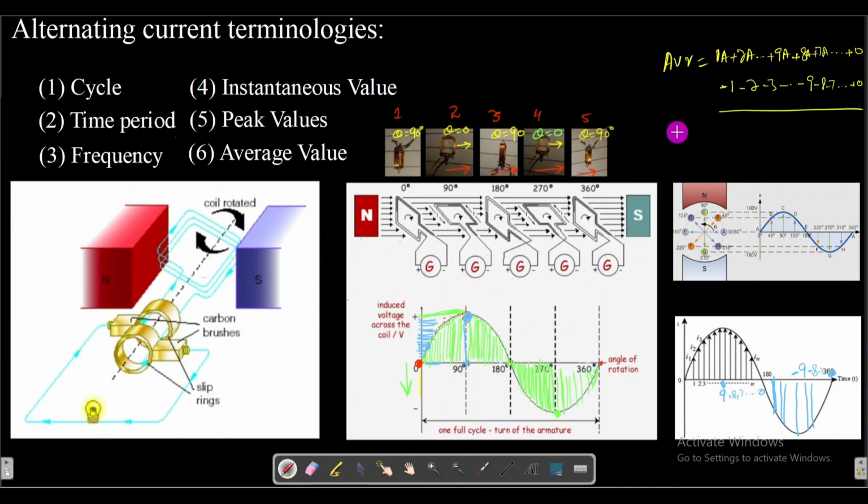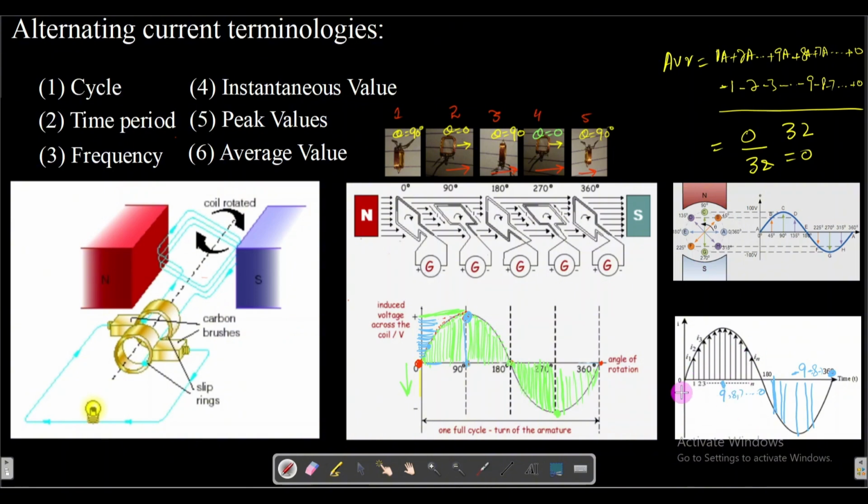Now there will be a large number of values, so we will add that large number of values and divide by that number. Let's say this is 9 and this is 9 and this is 16 and 16, so this is about 32 values. If we add all those values, it will give us 0, and 0 divided by 32, the answer will be 0. So the average of the alternating current is 0.